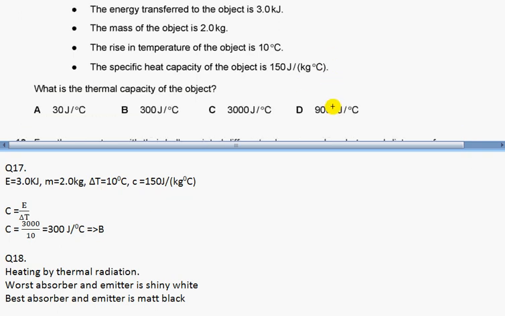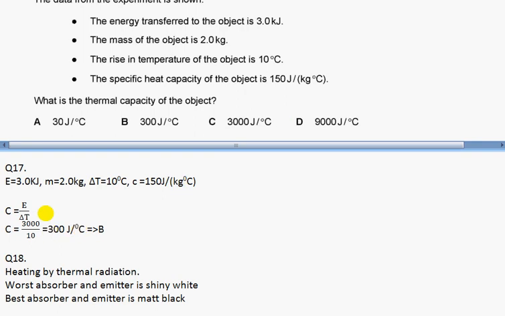What is thermal capacity? Thermal capacity by definition is energy supplied divided by temperature change. So we ignore here one of the values. This value we ignore, and we ignore mass. We get answer B.